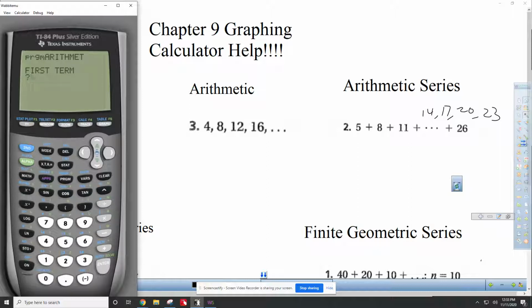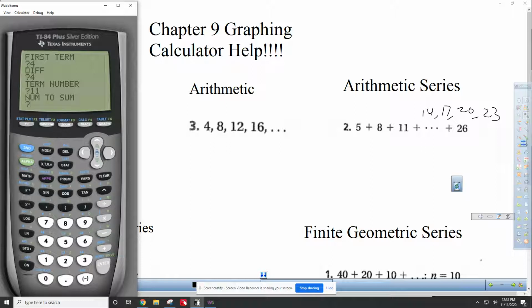When it's asking for the first term on my program, it wants to know what the first term of your sequence is. In this case, we've got 4 as our first term. Our common difference: we're adding by 4 every time. And then our term number can be any term number you want to find. Let's make it the 11th term because it's Veterans Day. Also my birthday. We'll find the 11th term.